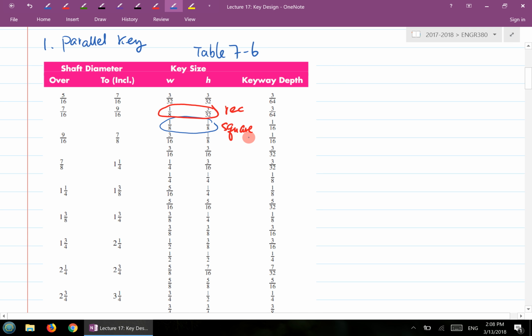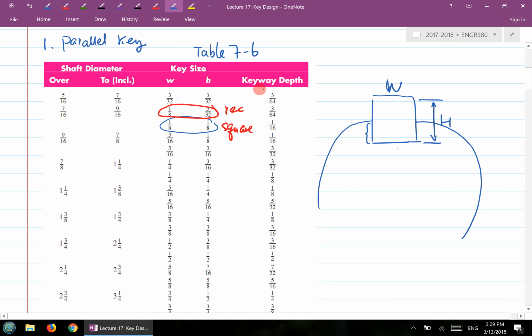But either way, bear in mind this is your W here, and this is your H here. The last column gives the keyway depths. The keyway depth is where you plug your key into the keyseat. So this portion is the keyway depth.